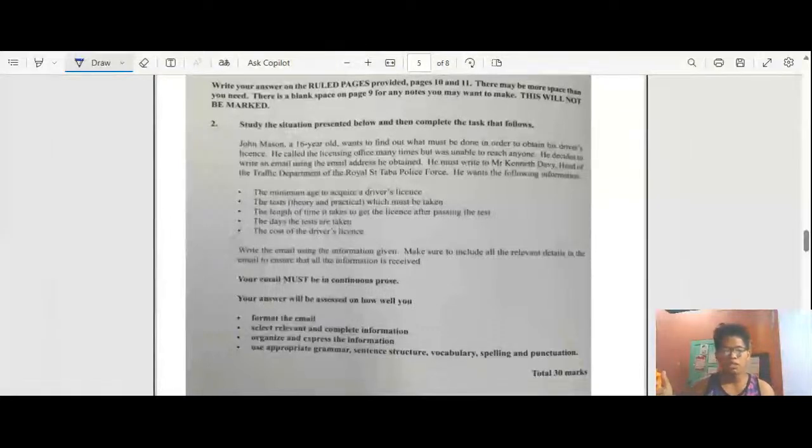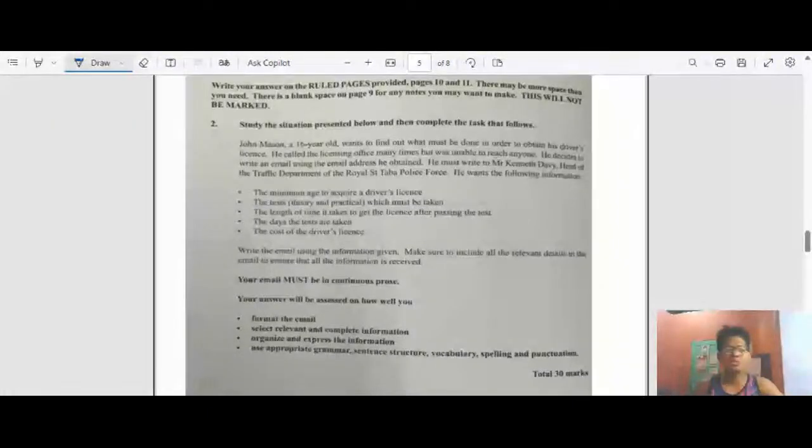So it wants us to write an email. And an email is not something that is most difficult to write. It is one of the easiest parts of CSEC. So if you can write an effective email, you're on your way to doing excellently in CSEC. So let us go into writing the email now.